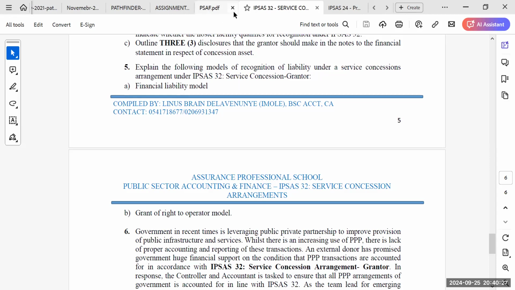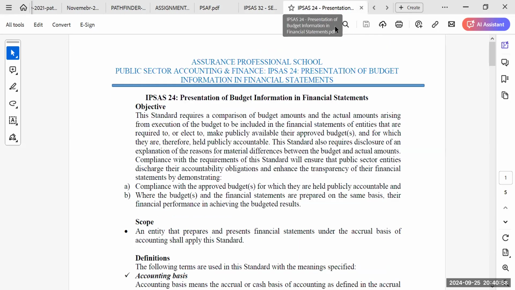So this is basically about service concession arrangements. They will ask you for the recognition of the assets. Maybe they can give you a practical question like the one that we have solved. They can give you a theory question, which in most cases will be a theory question for you. Then they will ask you for the recognition criteria of service concession assets, the liability, the disclosure, and also the financial liability model and the grant of right to the operator model. Those are the things that they are going to be asking you.